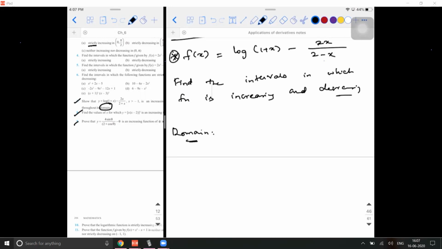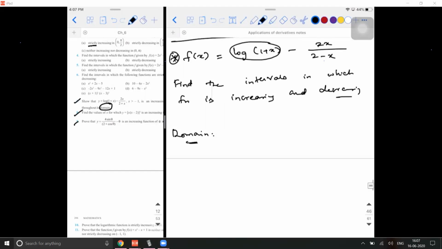So see, listen, you need not memorize anything. If you have to find the domain of the function, take this as a separate function, take this as a separate function, and try to find the values for which each function is defined individually. So log of 1 plus x, when is it defined?